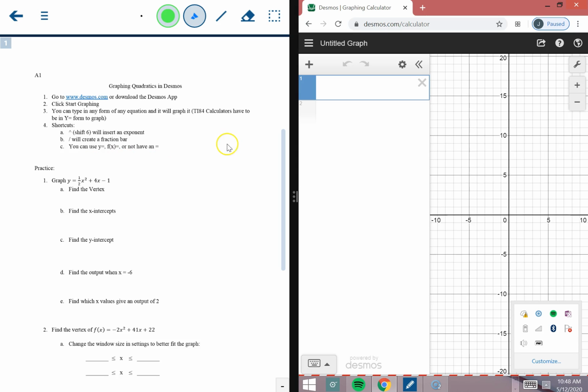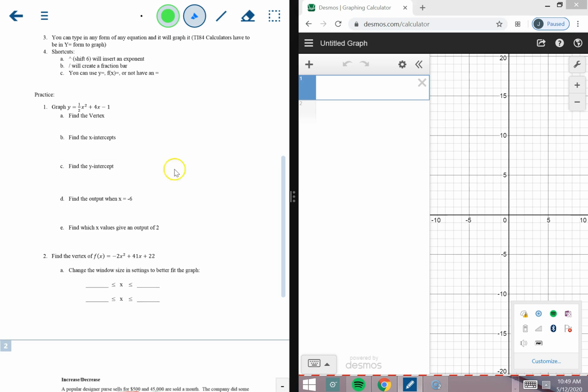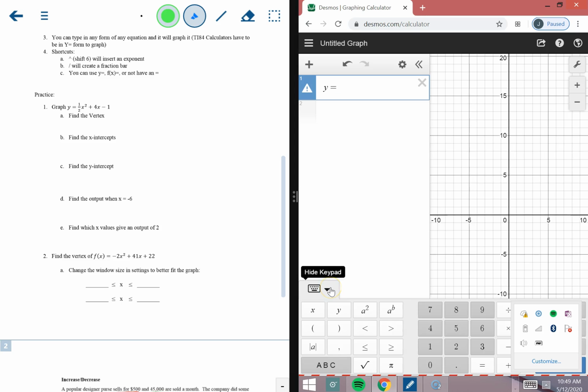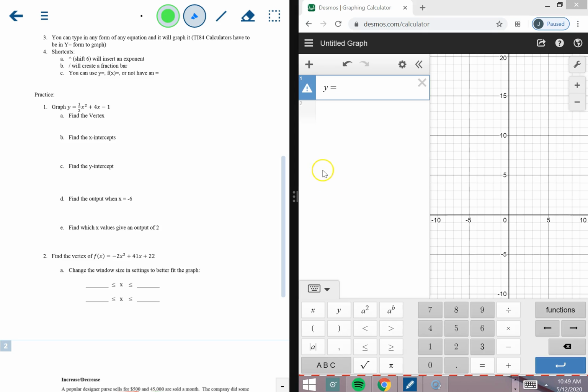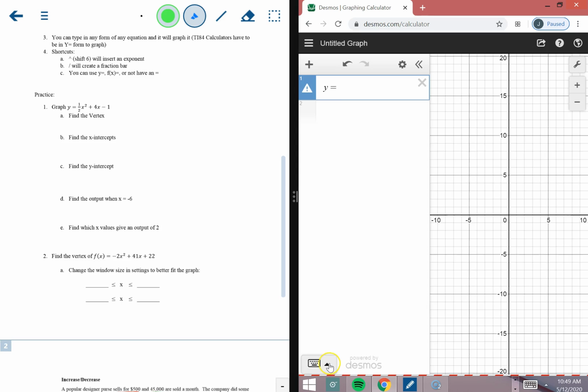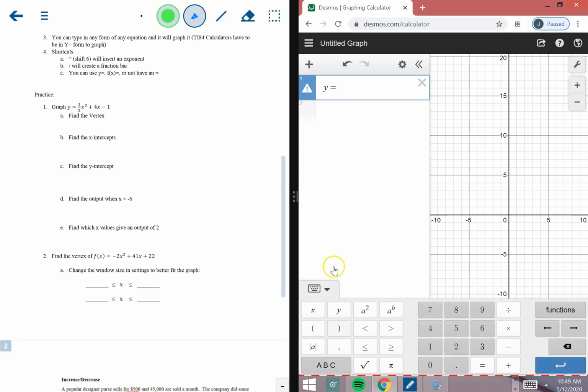All right, so let's start with the practice problem. Again, I'm going to try and write on both of these, but I don't know if it'll work. So let's type this equation. It says graph y equals 1/2 x squared plus 4x minus 1. All right. So just on your keyboard, y equals. Now at the bottom left corner, there's a keypad. This has all the symbols and shapes. We don't really need any of these today, but it's there if you need it.